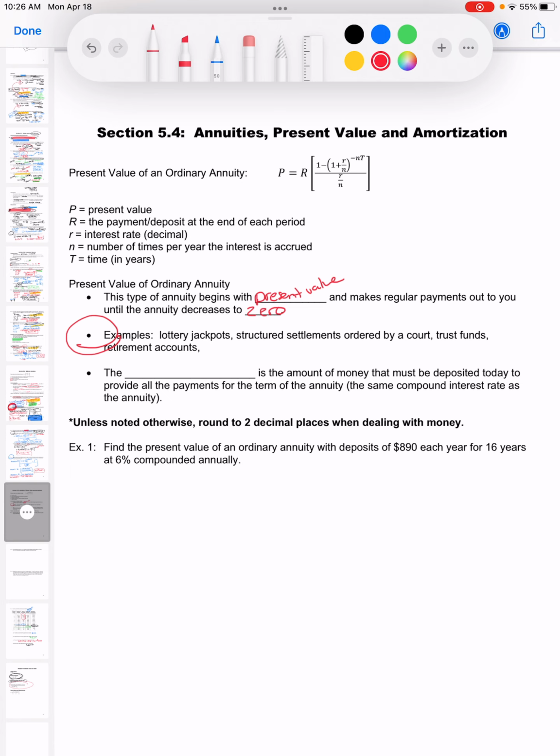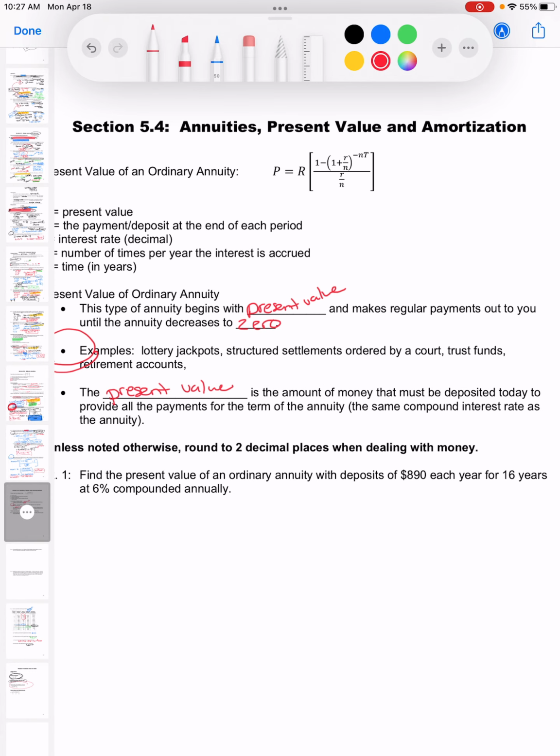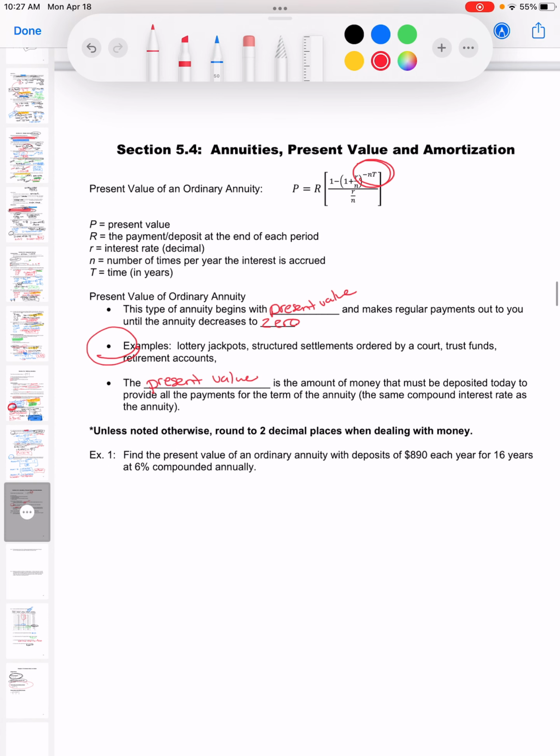And this present value is the amount of money that's deposited today so that you can pay those out. So if we've got a court settlement and we need to pay out so much, you know, $200 every month for 10 years, we know how much we have to put into that account right now to make that happen. So that's this present value of the annuity here. On this formula, all the letters are the same. Just be careful, that is a negative on the end. So we are going to be using a negative here.